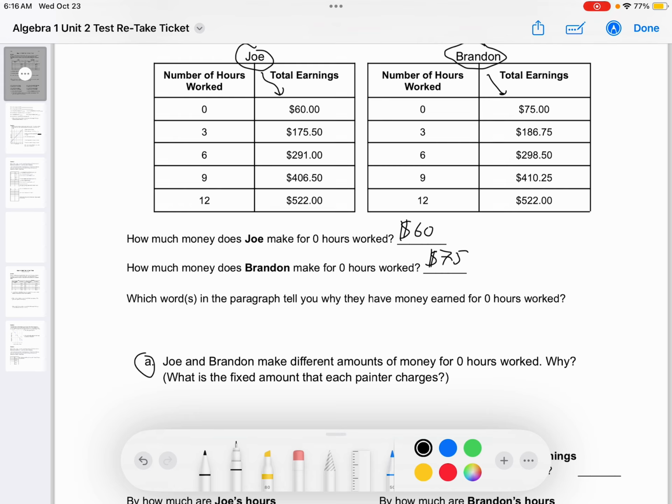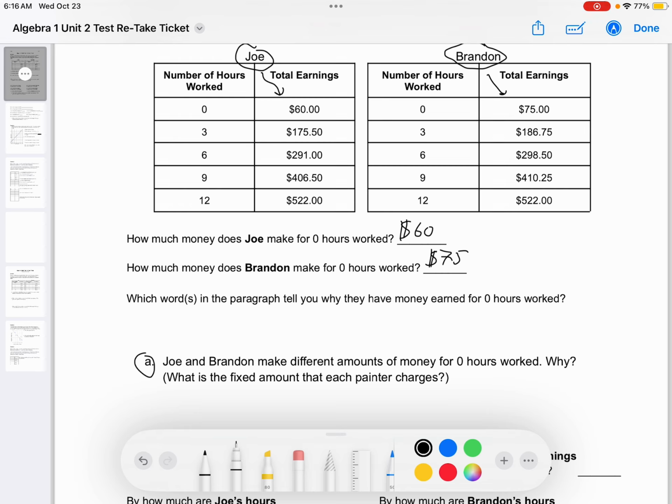Okay. Now that part, I don't think it's too difficult. I think we probably understand at least that much. That when Joe works 0 hours, the table says that he has $60. And when Brandon works 0 hours, the table says he has $75. The thing that we struggled with a little bit more was why those numbers exist. Why do these painters have money when they have worked 0 hours? Why don't they have $0 if they've only worked for 0 hours?